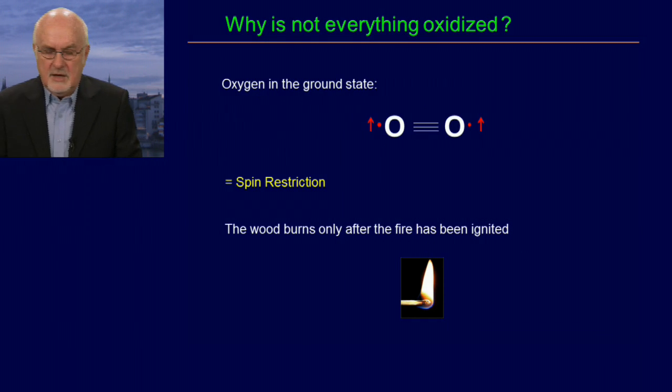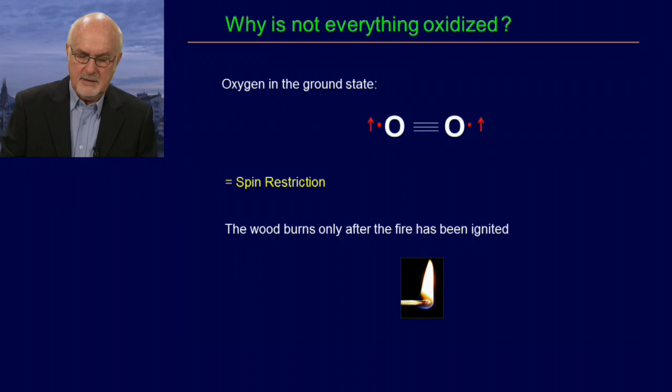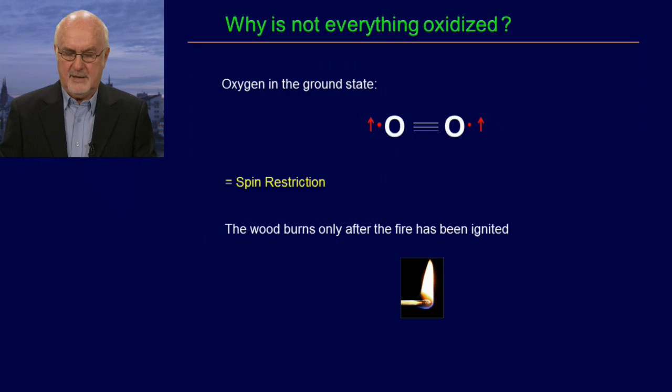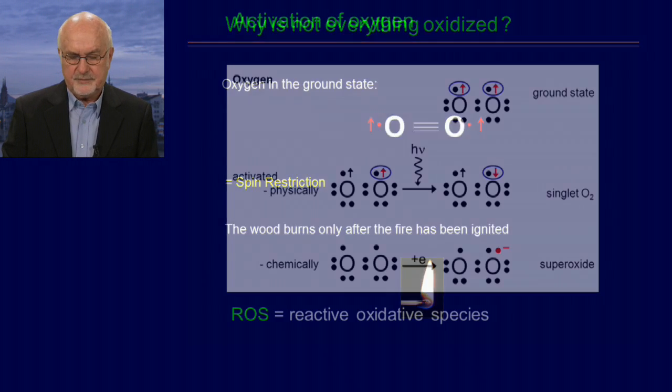But then why is not everything oxidized? The reason for that is in the ground state of the oxygen. The oxygen is a biradical, but with a parallel spin. And this leads to the so-called spin restriction. In other words, in the ground state, oxygen cannot easily react with other molecules. We all know that wood burns only after the fire has been ignited.